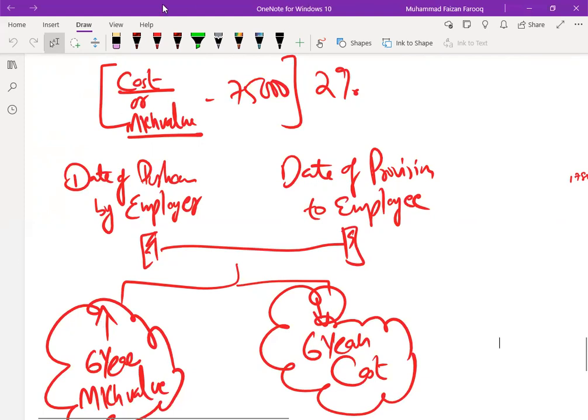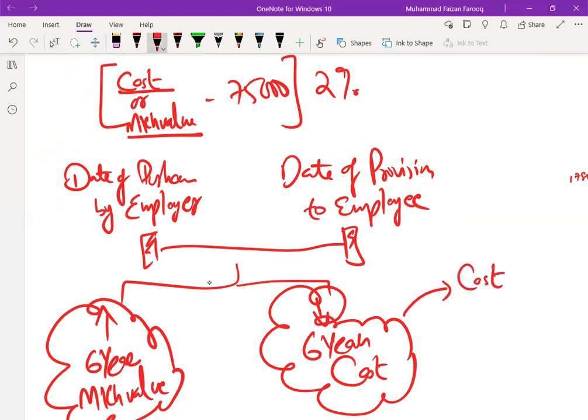Yeah, I can hear you. So if the gap, like the date of purchase by employer, there is a huge gap, then it's market value. Yeah, if it is more than 6 years gap, market value. If it is less than 6 years gap, cost. Okay. Alright.